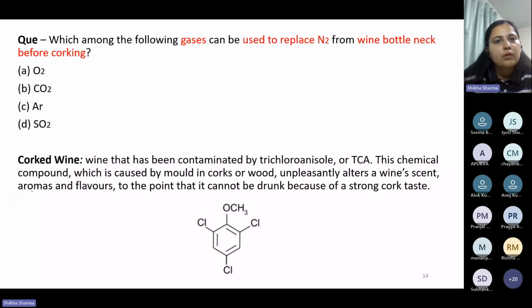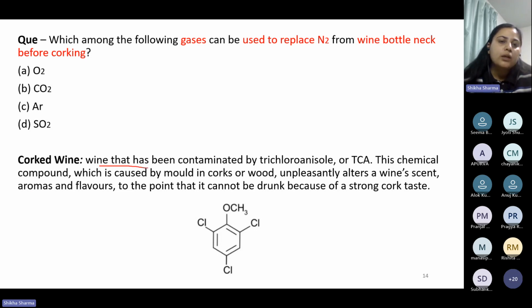So which among the following gases can be used to replace N2 from wine bottleneck before corking? Oxygen, CO2, argon, or SO2. So what happens in the corking of the wine?